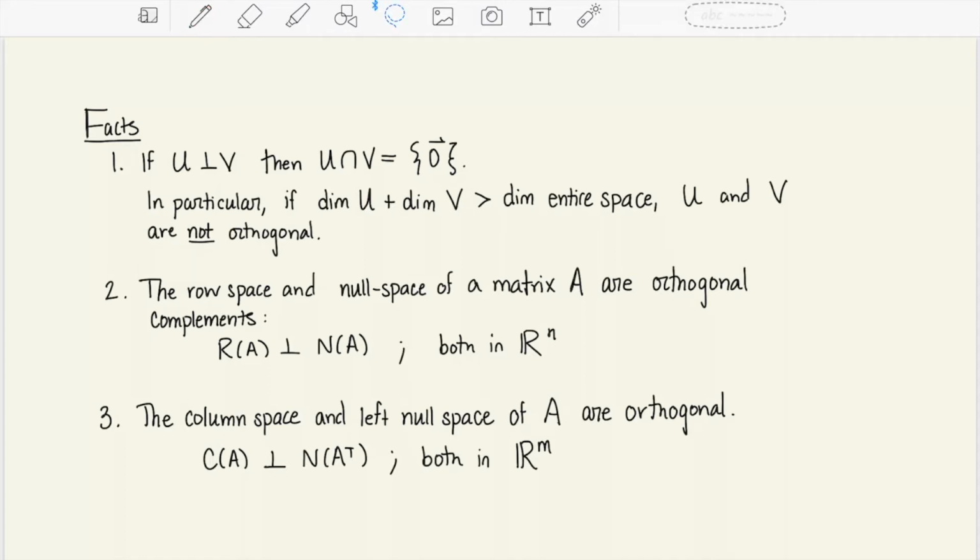If the dimension of U and the dimension of V add up to be greater than the dimension of the entire space, then you automatically know that these vector subspaces cannot be orthogonal because they're necessarily going to have some sort of non-trivial intersection.